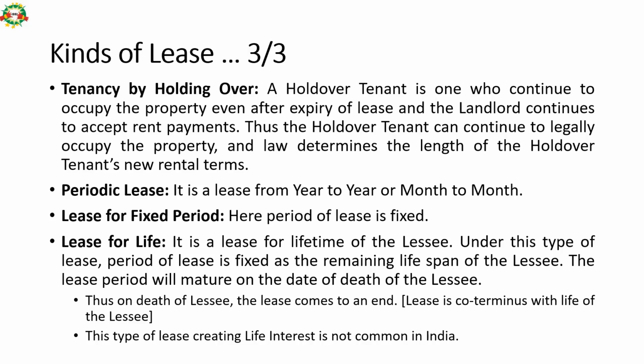Lease for life, it is a lease for lifetime of the lessee. Please note down lifetime of the lessee, not lesser. Under this type of lease, period of lease is fixed as equal to the remaining lifespan of the lessee tenant. The lease period will mature on date of death of the lessee. Thus, on death of the lessee, the lease comes to an end. Lease is coterminous with the life of lessee. Please note down this statement. 1 mark theory question may come. This type of lease creating life interest is not common in India.